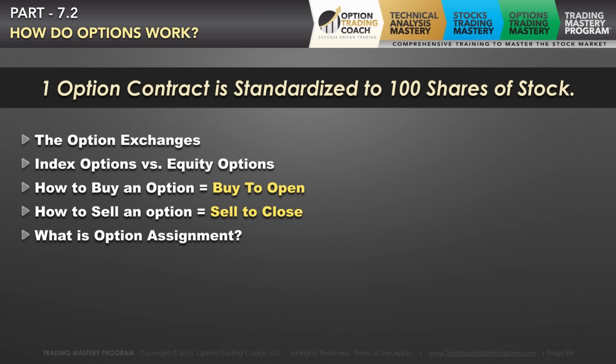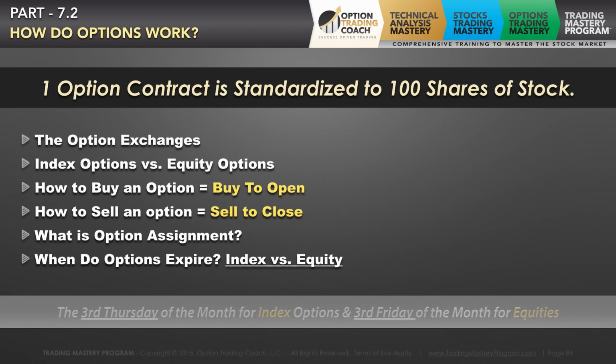Option assignment is a very important part of options because it can happen. It's happened to me. It will probably happen to you if you get active with this because it's part of the business. It's not for you to worry about. You need to understand some of the risks that come with that and what happens. There's some things that you can do to avoid getting assigned. I'm going to teach you exactly how to do that.